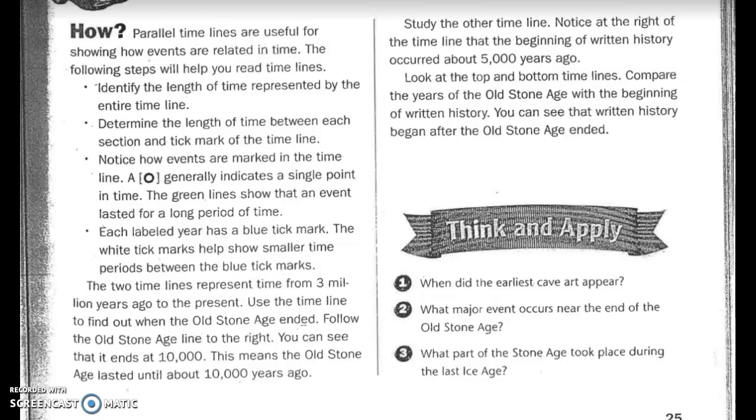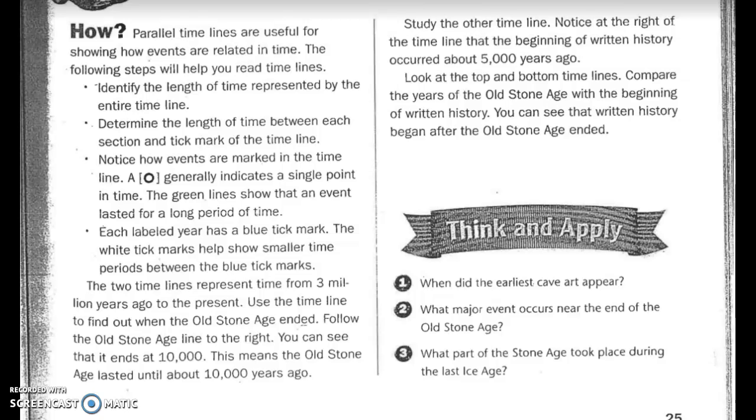Identify the length of time represented by the entire timeline. Determine the length of time between each section and tick mark of the timeline. Notice how events are marked in the timeline. A yellow dot generally indicates a single point in time. The green lines show that an event lasted for a long period of time.